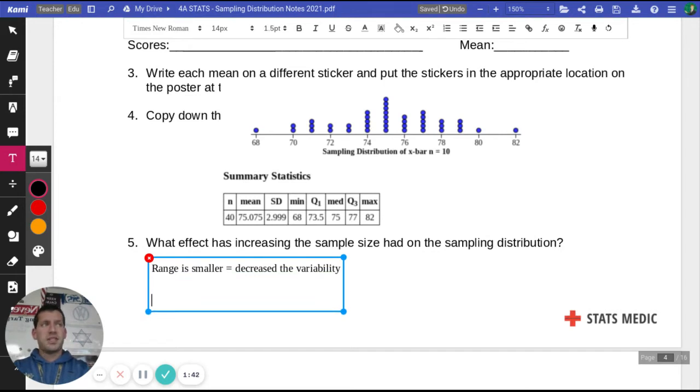So we can write that down, that increasing sample size will decrease the variability of the sampling distribution.